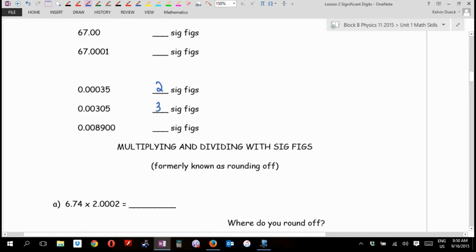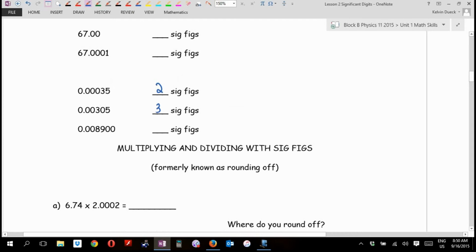Let's go back to the top here. 67.00. 4 sig figs, because why would they add those extra zeros after the decimal point? They must have measured that. Otherwise, you would just say 67. So we have to assume that those were measured values, and they just happen to be zeros. Okay, so this has 4.